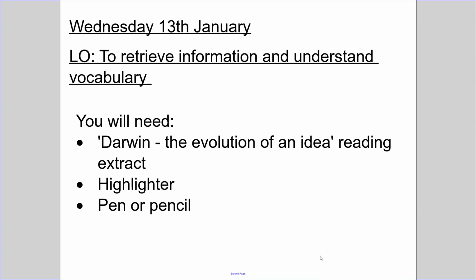So, today we are going to be retrieving information and understanding vocabulary. The first thing that you'll need is you'll need to go into your pack and find the reading comprehension, which is called Darwin, the Evolution of an Idea. You'll also need out of your pack a highlighter and a pen or pencil. So, make sure you pause the video while you go and find those things.